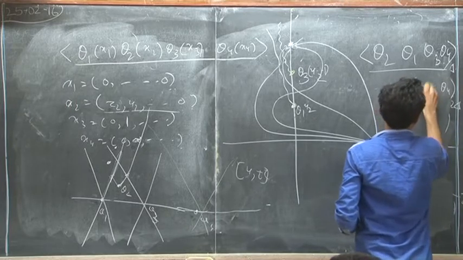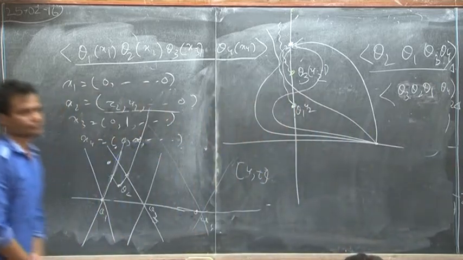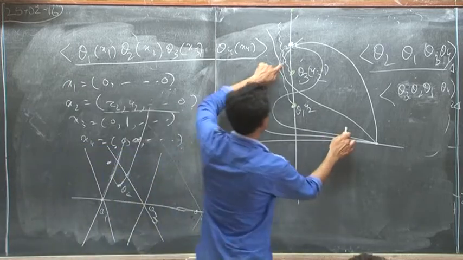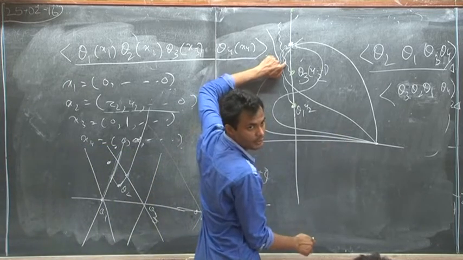Theta 3, theta 2, theta 1, theta. This is for which part? This is for this part. That's where you just cross one of the branch cuts of theta 3.